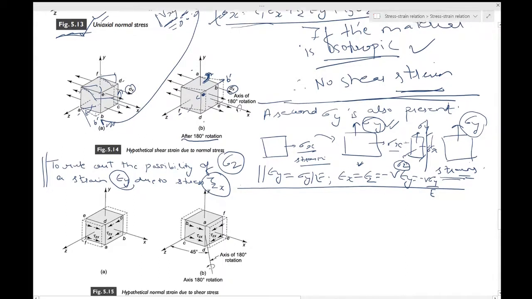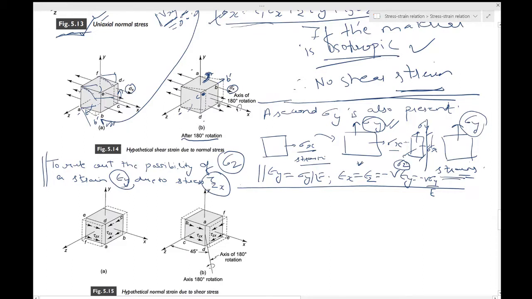So let's see how that can be proved, and we'll use similar arguments as before, so it should be easy to catch on. Okay, now if you see the rotation, so figure 5.15a, this is a hypothetical normal strain due to a shear stress. So where is the shear stress acting? You have tau zx acting. Let's see whether it is actually tau zx. Okay, tau xz, tau zx, whatever name you would want to give it. Okay, so it acts on the z plane in the x direction. So this is tau zx and so on.